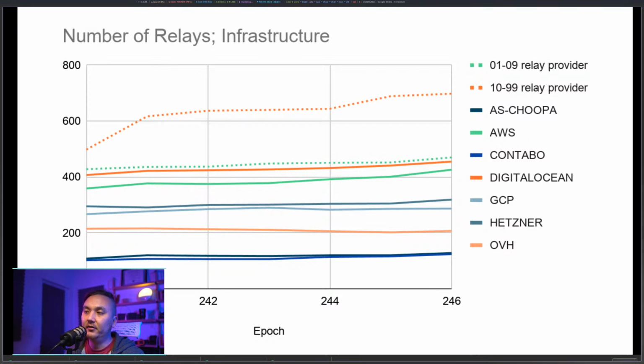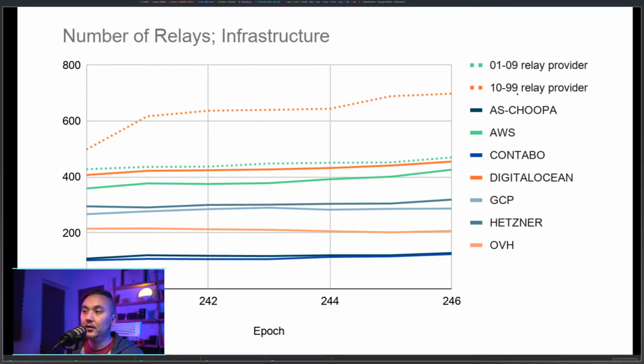Then I have these maybe regional players, which are pool relays or infrastructure that has between 10 and 99 relays on the network. Those are represented by this dotted orange line. The reason I chose to call those out as dotted is because this is not really an individual provider. Neither is this one. It's an aggregation of a bunch of very small providers and a bunch of medium-sized providers.